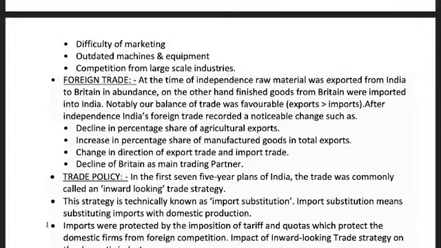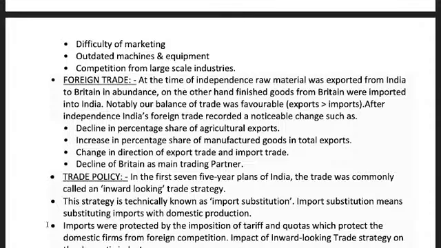After independence, India's foreign trade recorded noticeable changes such as a decline in the percentage share of agricultural exports, an increase in the percentage share of manufactured goods in total exports, a change in the direction of export and import trade, and a decline of Britain as the main trading partner.